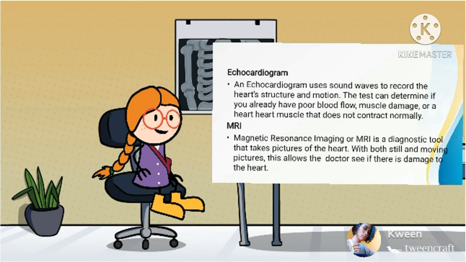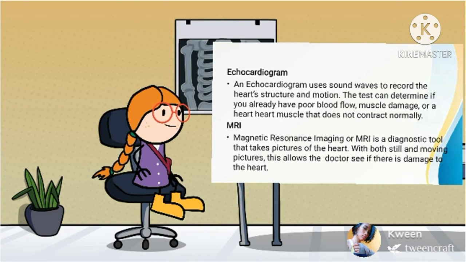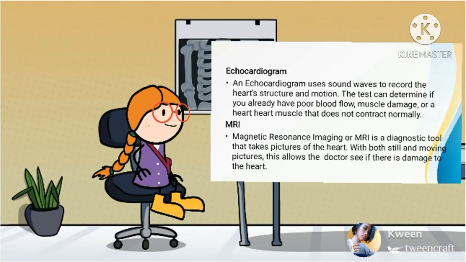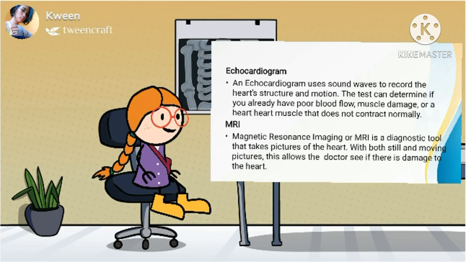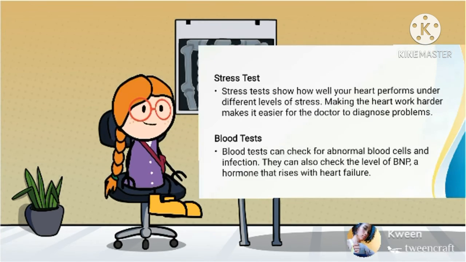Next is echocardiogram. An echocardiogram uses sound waves to record the heart's structure and motion. The test can determine if you already have poor blood flow, muscle damage, or heart muscles that do not contract normally. MRI, or magnetic resonance imaging, is a diagnostic tool that takes pictures of the heart with both still and moving pictures, and this will allow the doctors to see if there is damage to the heart.